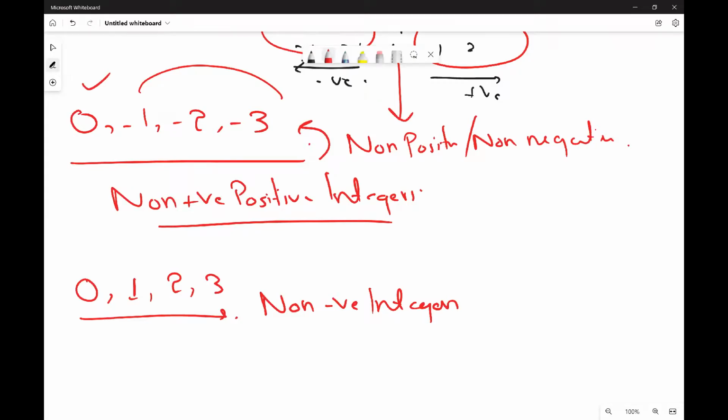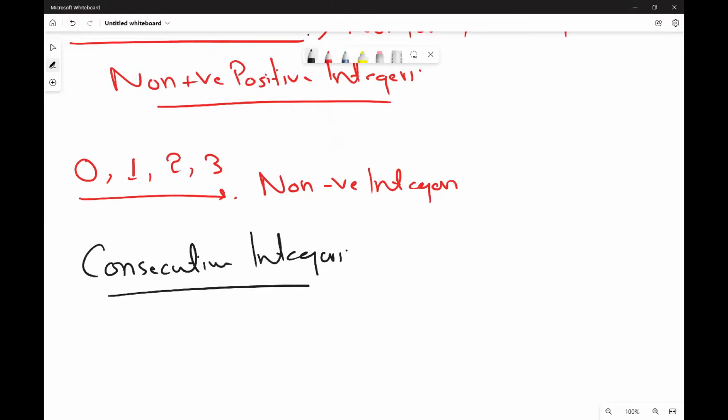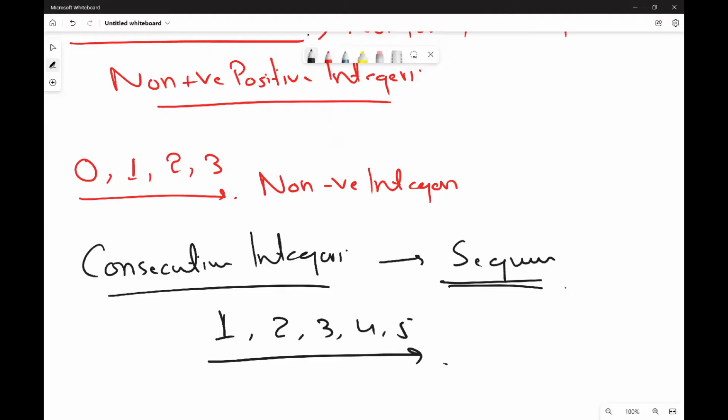There's another important concept, consecutive integers. What do we understand by consecutive integers? Consecutive integers are two or more integers written in sequence. Consecutive means in a sequence, back to back, one after the other. For example, 1, 2, 3, 4, 5. These are 5 integers in a sequence.